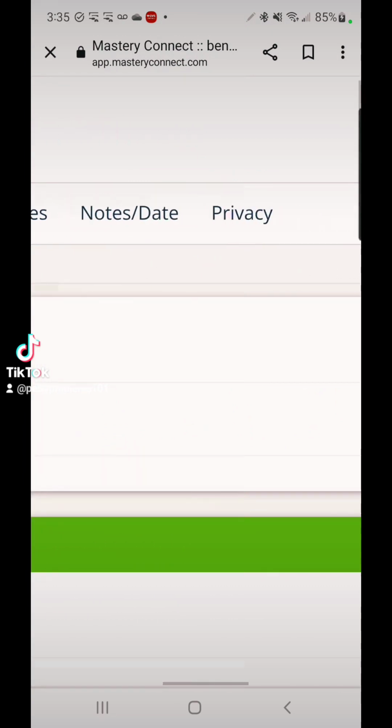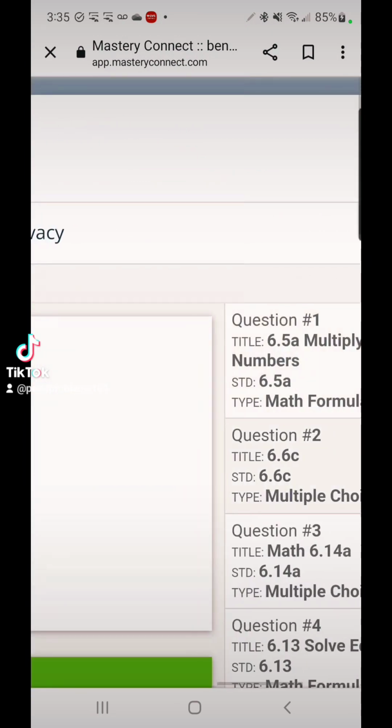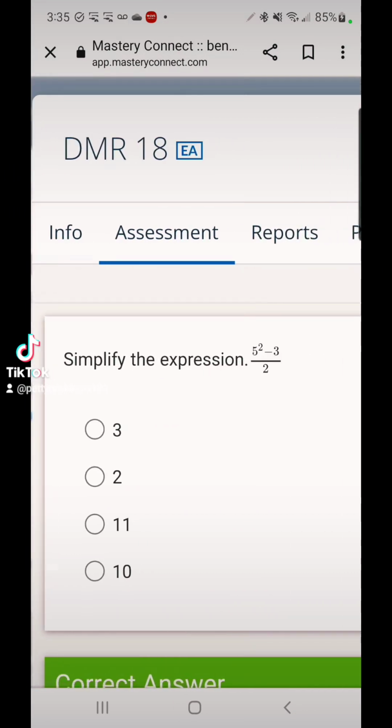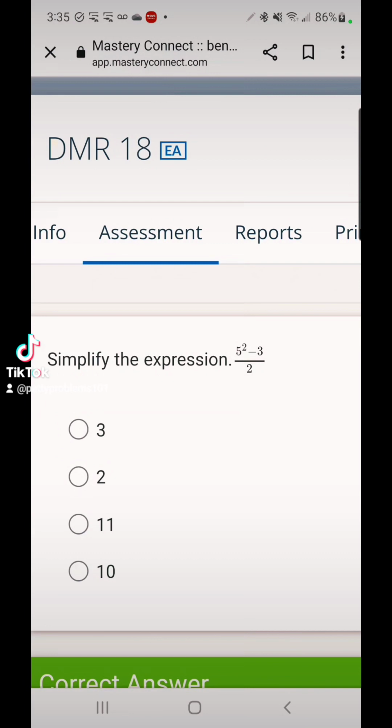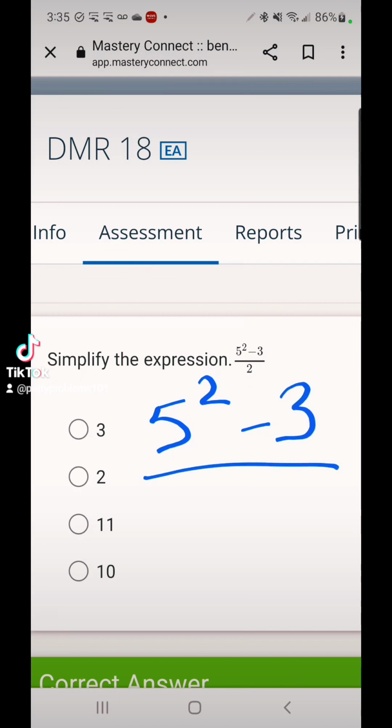Next question is about simplifying the expression. This is a fraction bar, so you can see there's an expression on the top and on the bottom. With these, you still have to solve. So you do 5 squared minus 3, 5 squared minus 3 over 2.